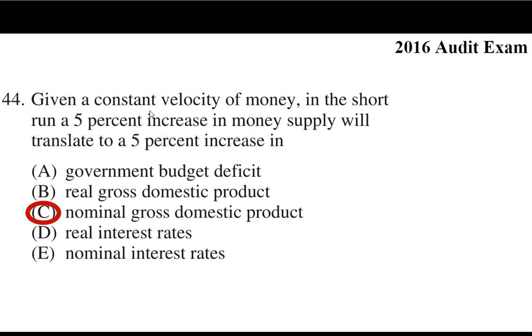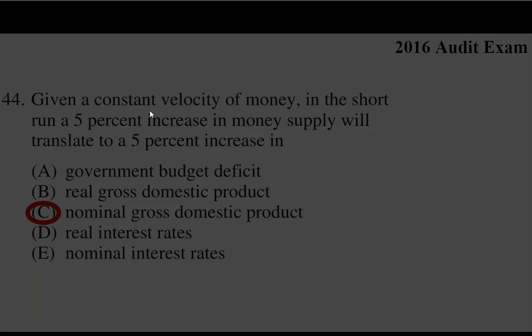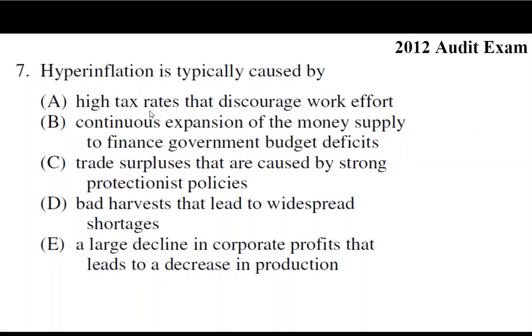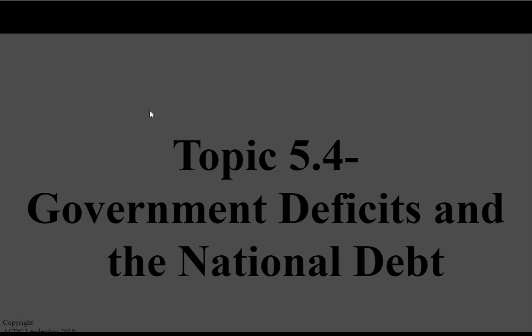You're right, it is the nominal gross domestic product, just like the equation says. Let's look at this one for a second. Hyperinflation is typically caused by A, B, C, D, or E? And right again, B, continuous expansion of the money supply to finance government budget deficits.